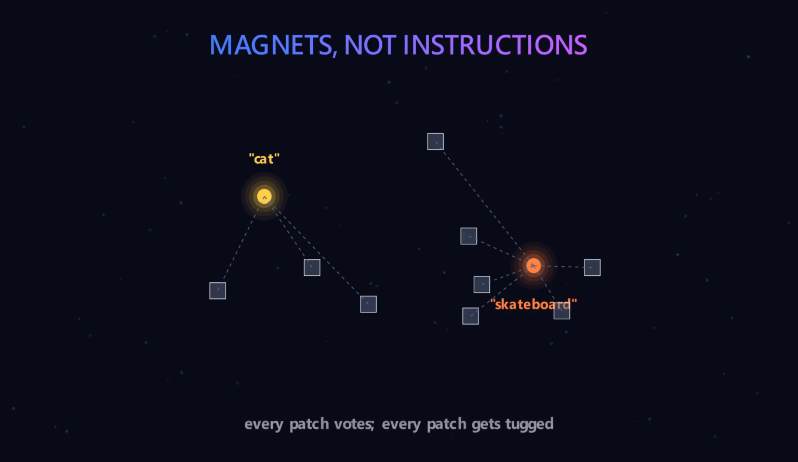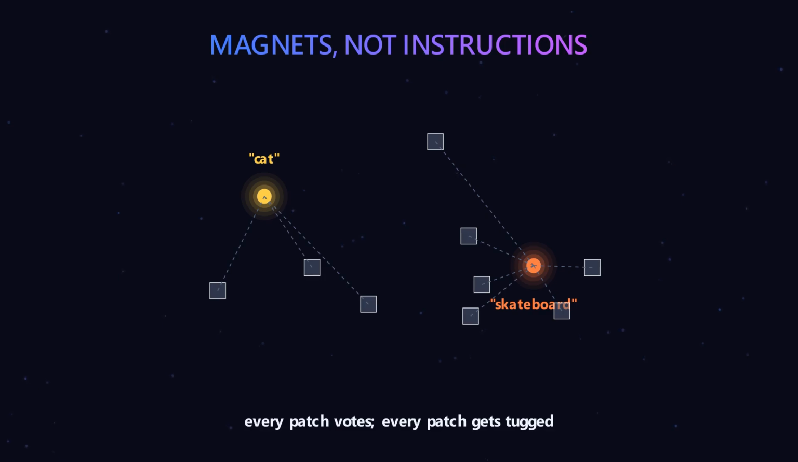The text embeddings are not commands issued to the network. They are fixed points sitting in the UNet's feature space, and every location in the noisy image gets tugged toward whichever text magnets its own features resonate with. A patch that's already vaguely fur-shaped gets pulled hard toward the cat embedding. A patch that's vaguely disc-shaped and near the bottom of the frame gets pulled toward skateboard.